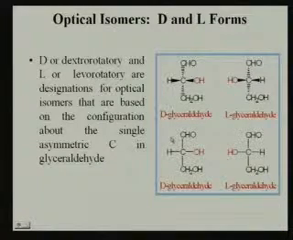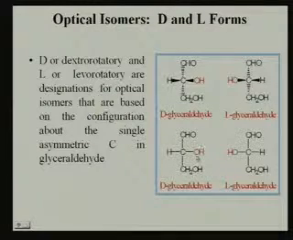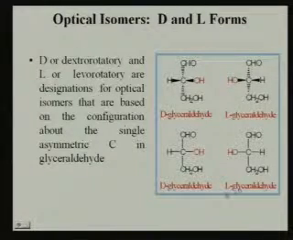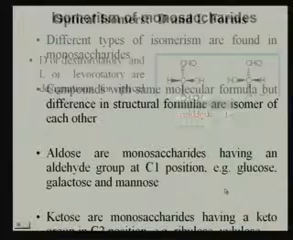So, this is the structure of glyceraldehyde. This is a 3 carbon sugar, CHO, CHOH and CH2OH. Here this OH is on the right hand side, which indicates the D form, and here it is on the left side, indicating the L form of glyceraldehyde.